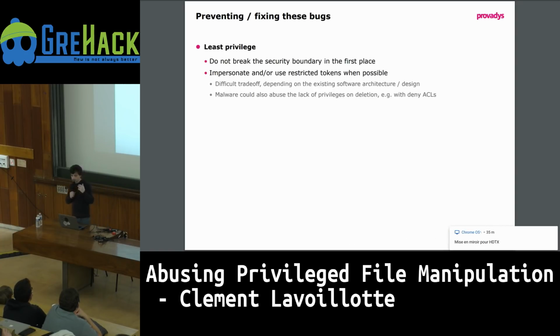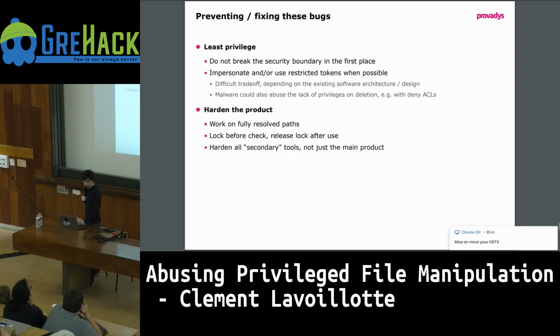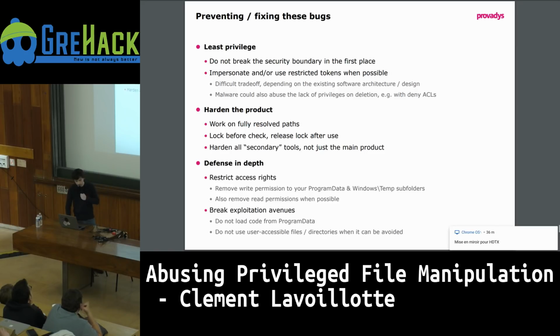To prevent this type of bug, what you need to do is not break the security boundary in the first place. So use, for instance, impersonation or other restrictions when you access files, especially files that the unprivileged user can have some form of control over. You'll need to harden the product itself. So, for instance, work on fully resolved paths, make sure that your file is locked before the check and until it has been used, and harden all secondary tools as well.